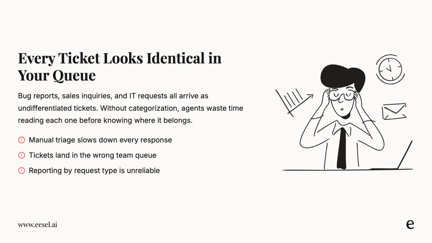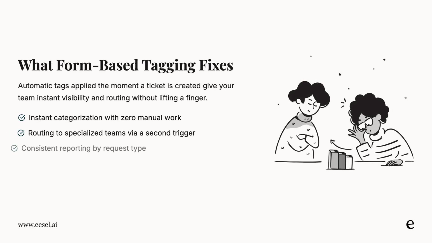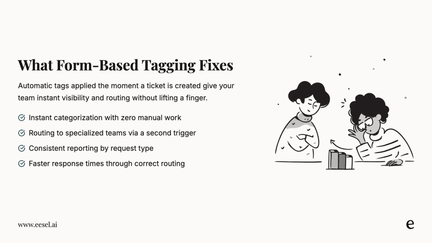Agents manually scan subject lines and body text to classify each one before they can even start helping. At scale, this manual triage adds up to hours of lost productivity every single week. Form-based tagging flips the process. Tags appear automatically the moment a ticket is created, so agents immediately know the category, the right team, and the right priority. Routing happens instantly, reporting becomes accurate, and response times drop without adding headcount.